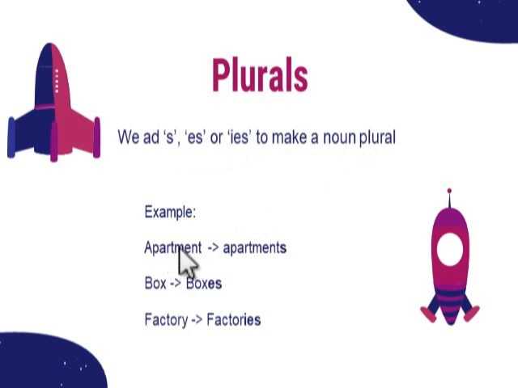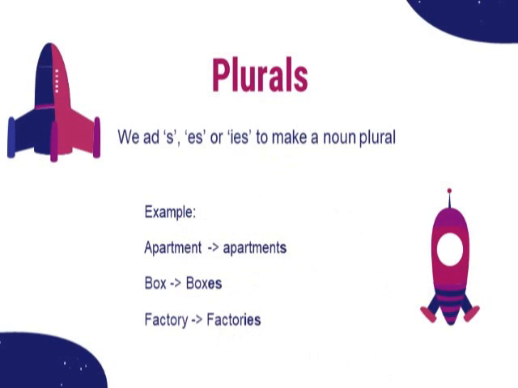Example, apartment. If there is more than one apartment, we can add s, apartments. And then for box, if it is plural, we can add es, becomes boxes. And for factory, if it is plural, we can write factories. So these kinds of examples show how you change the noun into plural.